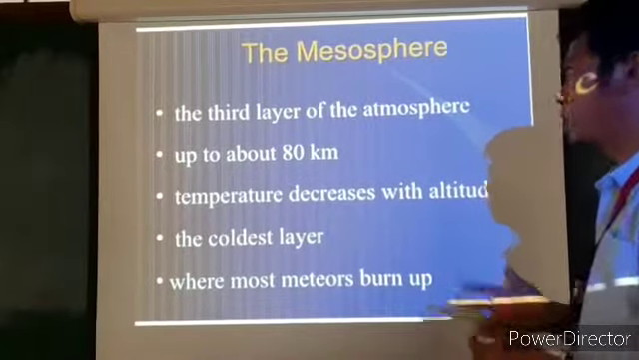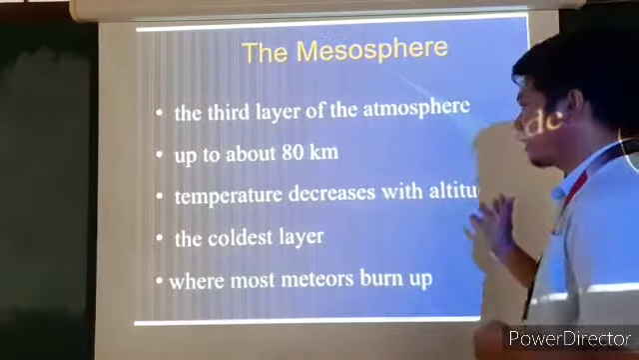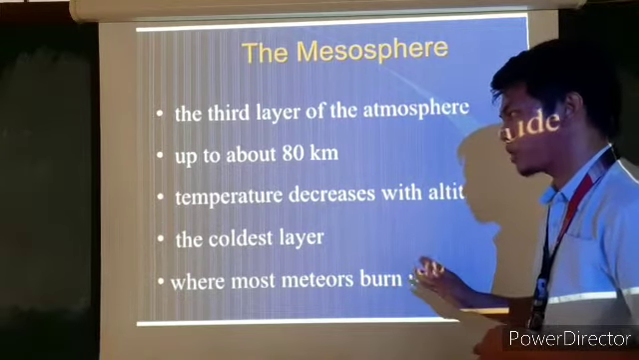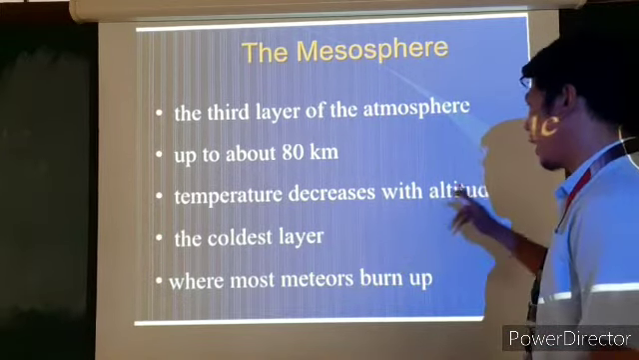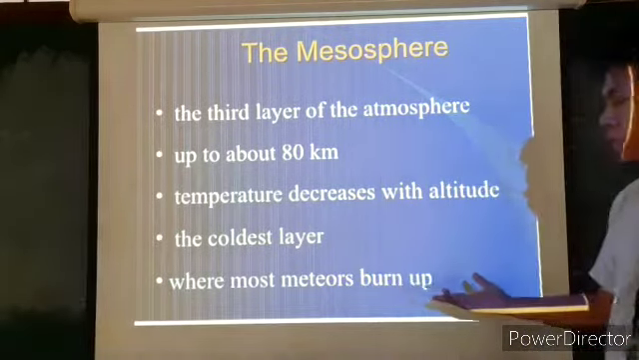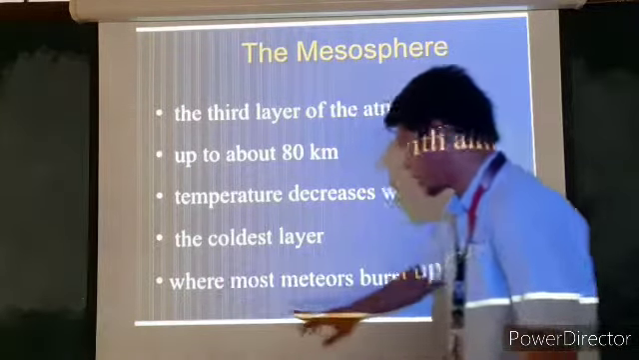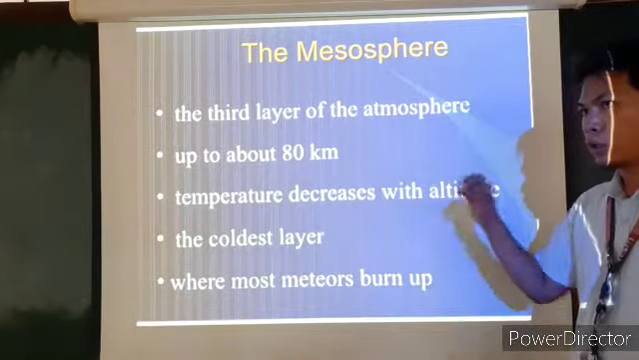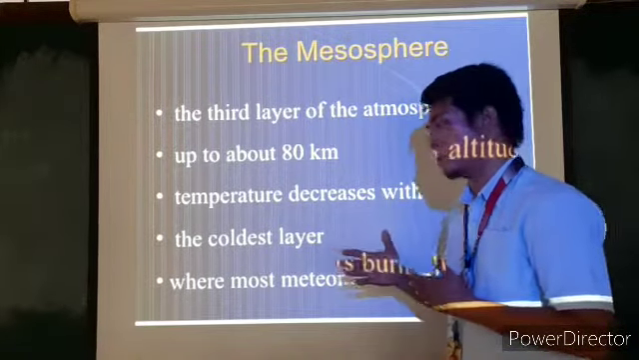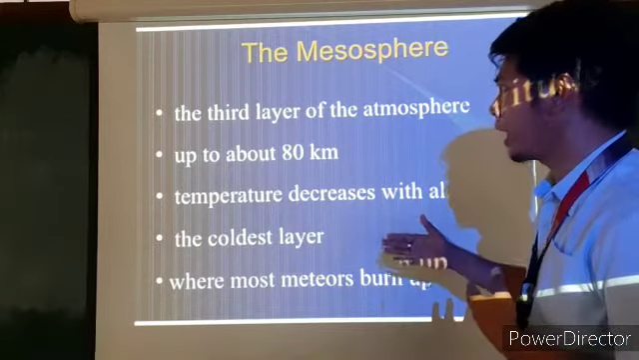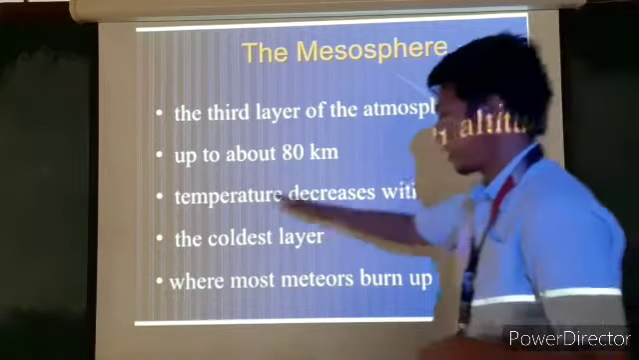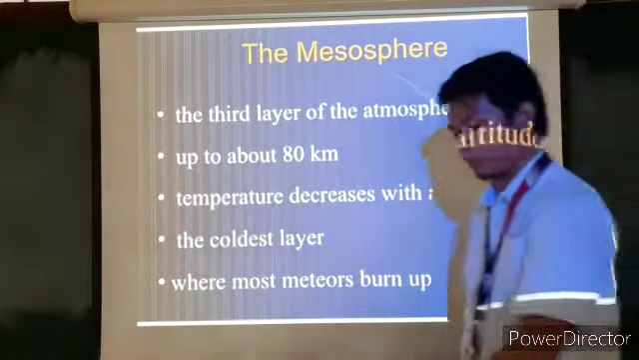We have the mesosphere, the third layer of the atmosphere, up to about 80 kilometers above the Earth's surface. Temperature decreases with altitude. This is the coldest layer of the Earth's atmosphere, where most meteors burn up. Once a meteor enters the Earth's atmosphere, that area is called the mesosphere. That is the part where most meteors burn up.